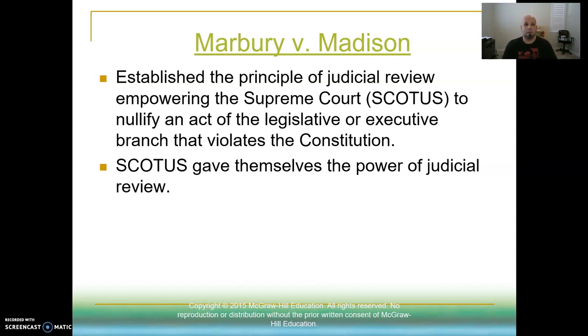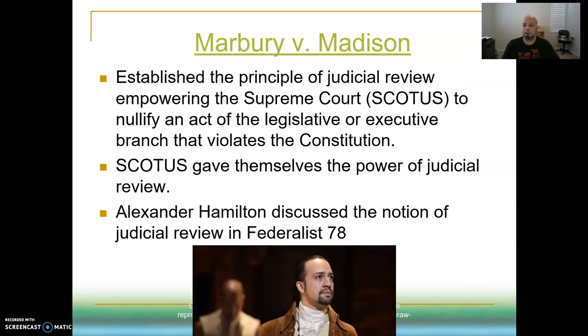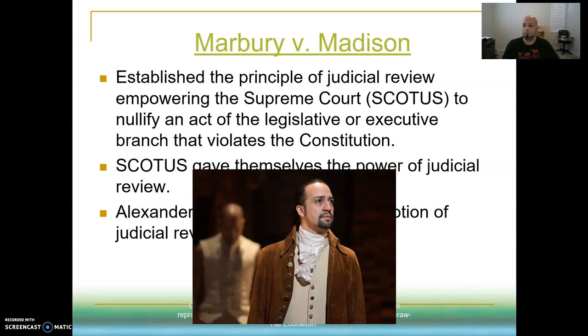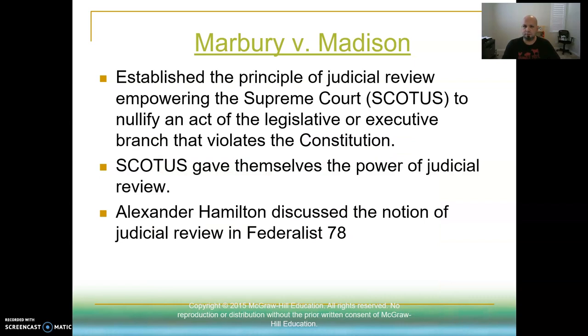And nobody challenged it, and it kind of just went along and everybody agreed with it, mainly because Alexander Hamilton discussed the notion of judicial review in Federalist 78. Alexander Hamilton. Oh, wrong Alexander Hamilton. This guy right here. So he discussed it in Federalist 78, talked about what judicial review would be, and we're going to get more to the Federalist Papers in just a minute here. So let's go ahead and go back.